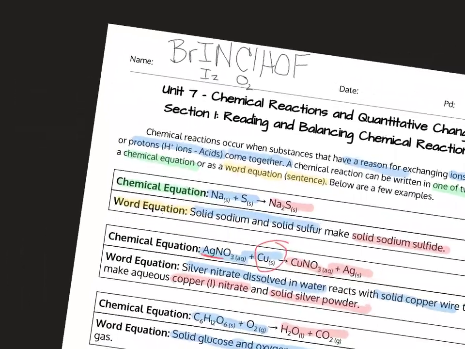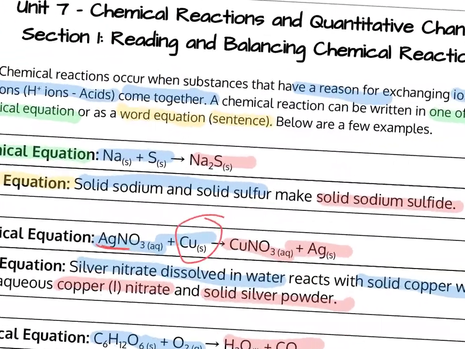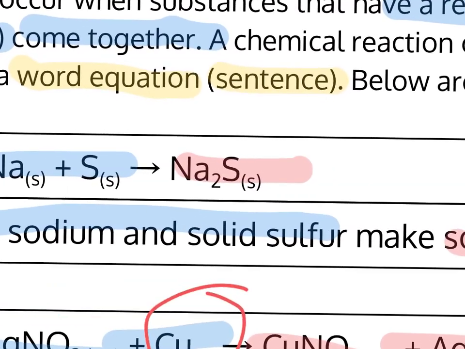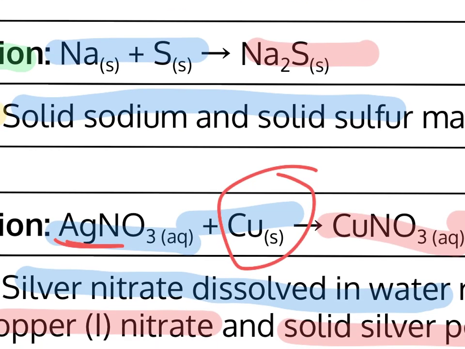The other one is that you should feel comfortable naming anything that is a group 1 or 2 metal, so alkali metals, alkaline earth metals, or aluminum. You should feel comfortable naming anything that is by itself, like copper here.